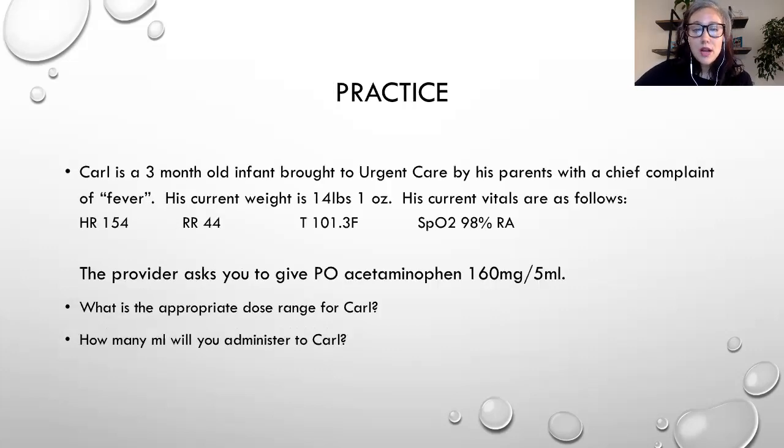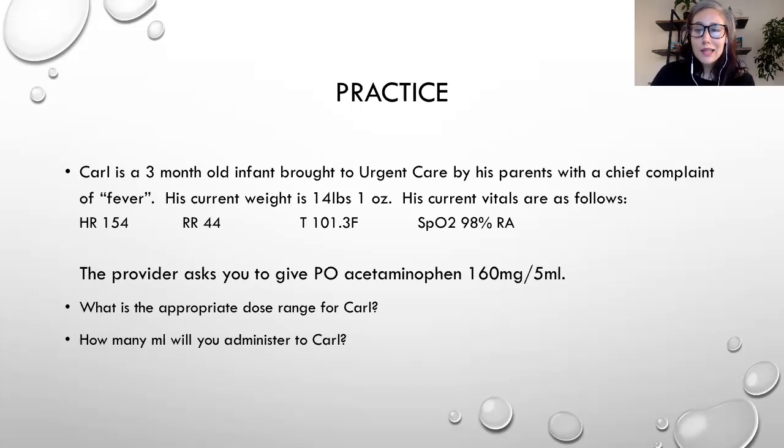So here's a practice that we can go through as far as dosing out our Tylenol for a kiddo. So Carl is a 3-month-old infant. He was brought to the urgent care by his parents, and their biggest complaint right now is fever. His current weight is 14 pounds, 1 ounce, and his vitals are as follows. We got a heart rate of 154, respiratory rate of 44, temperature of 101.3. I did not put that in there, but let's say that's axillary. And his O2 looks great at 98%.